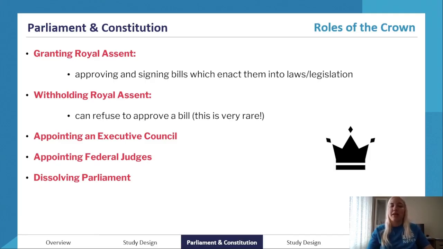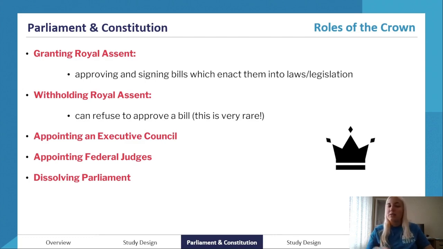They also appoint an executive council and also appoint federal judges. So this is also formal. We know whoever was the party that had the majority of seats in the lower house becomes the government party, but the Crown appoints them. So that's just more like a formal step. And they also appoint federal judges, so Commonwealth level judges. This is obviously referring to the High Court of Australia, not a state level court.